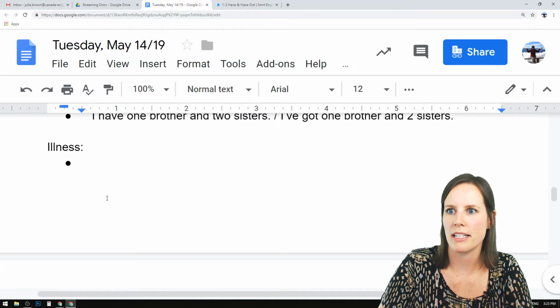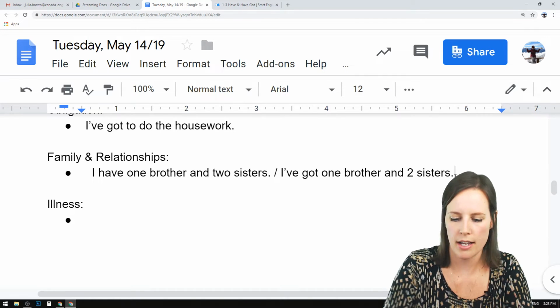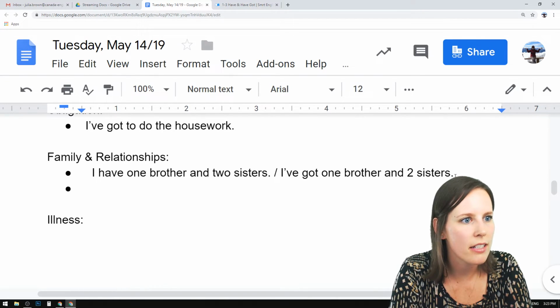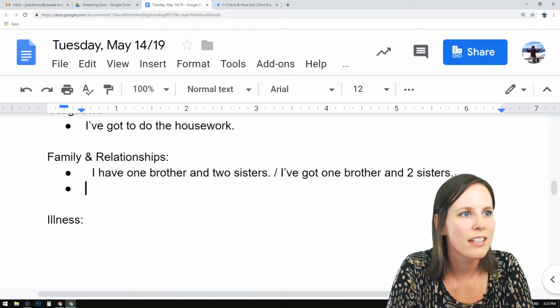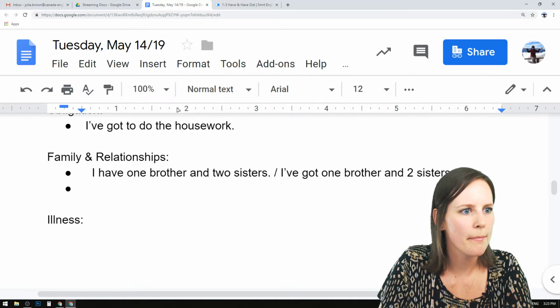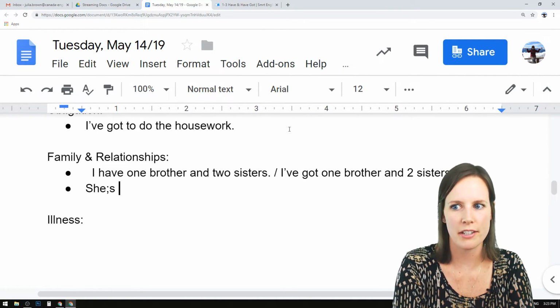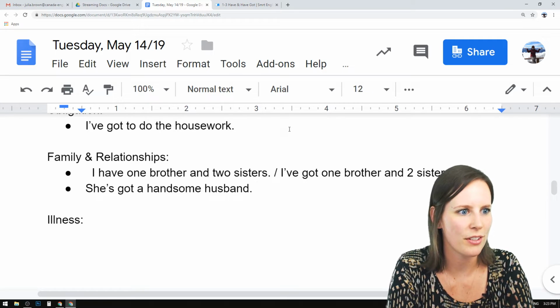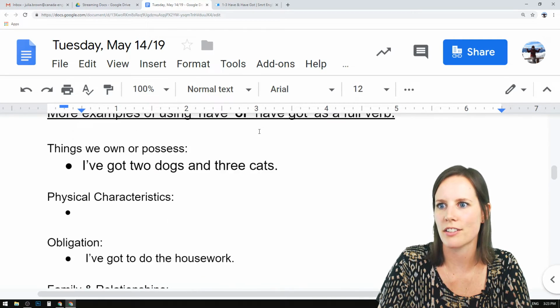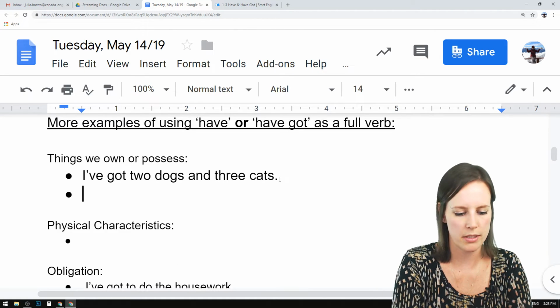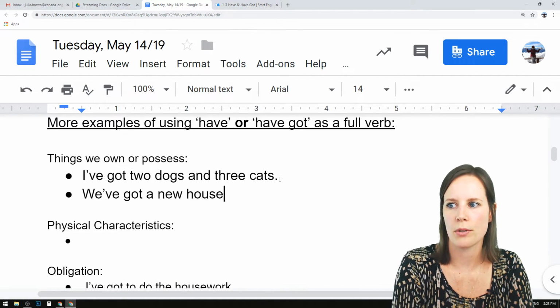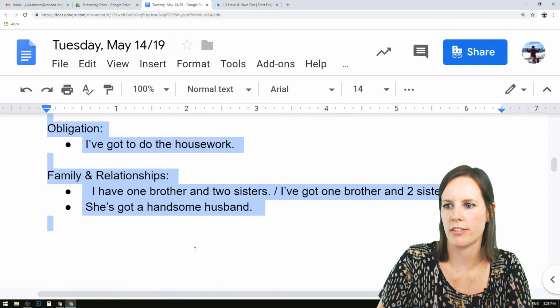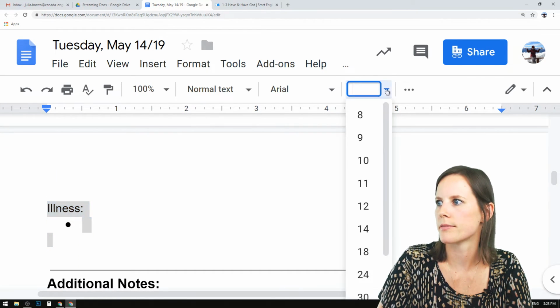Mobeen, so that would be family and relationships. And you said she's got, where was it? She's got a handsome husband. So don't forget your article, right? She's got a handsome husband. Good, good. We've got a new house, Yelda. Good job. That would be under what you own and possess. A new house. And sorry, let me change my font to bigger.